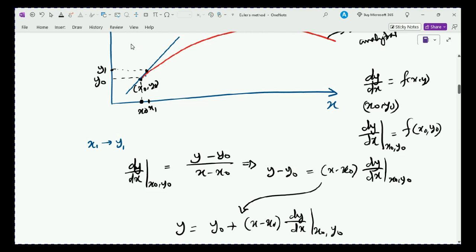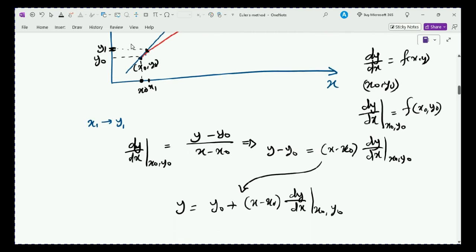Okay, we can get y1, and you can see that this y1 is very close to the actual solution. It's not the actual solution, it's an approximate solution. So the actual solution comes here, and this is the approximate solution. And the closer x1 is to x0, the better is our approximate solution.